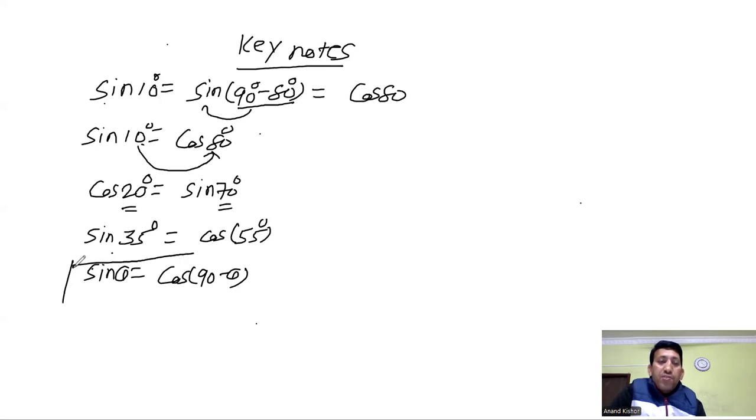So this is the first observation. We have to remember this: sine theta is equal to cos 90 minus theta. First one. Second one.